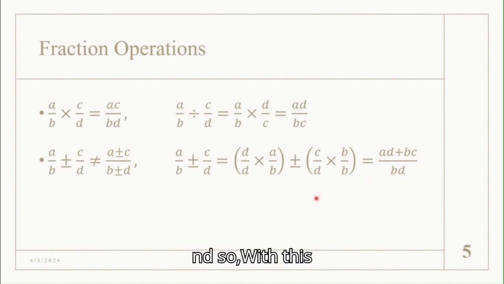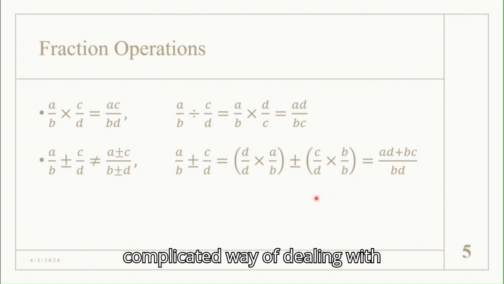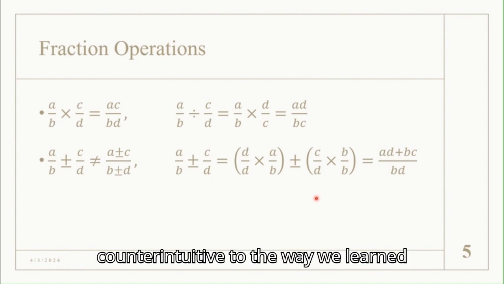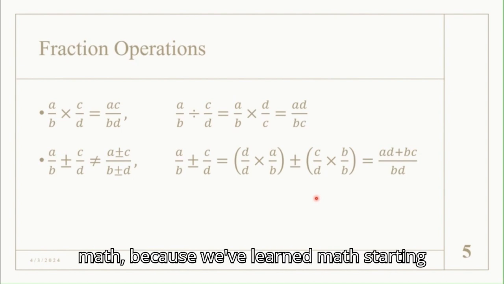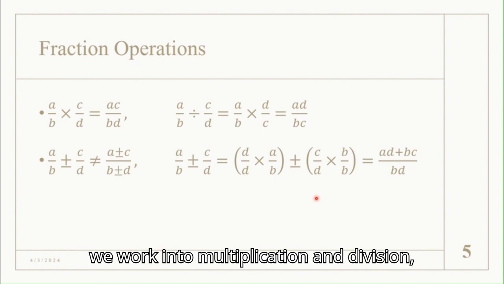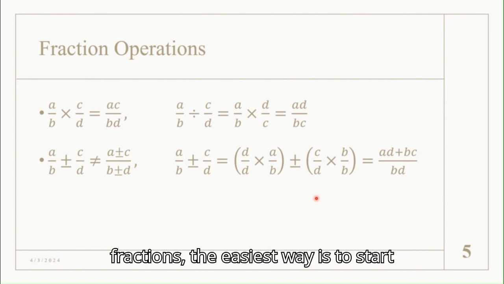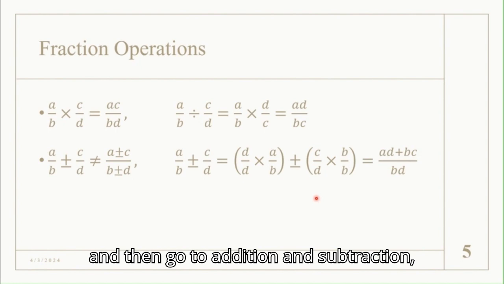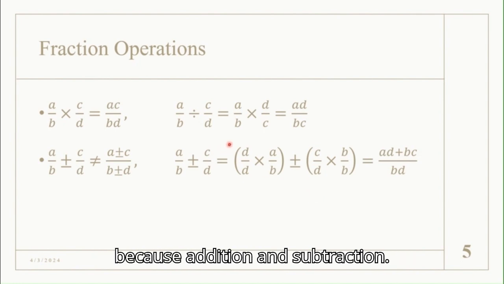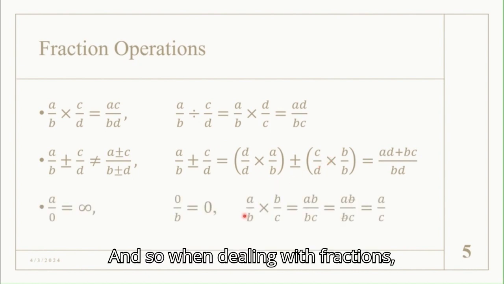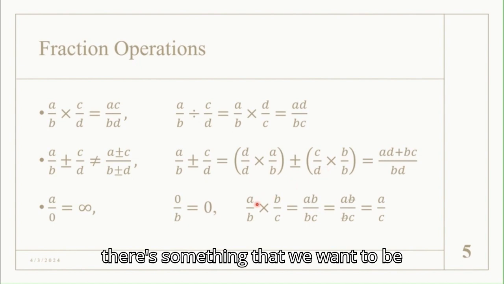And so with this in mind, the most complicated way of dealing with fractions is actually the addition and subtraction of them, which is so counterintuitive to the way we learned math, because we learn math starting with addition, then subtraction, and then we work into multiplication and division, and then we keep going. Whereas with fractions, the easiest way is to start with multiplication, then go to division, and then go to addition and subtraction, because addition and subtraction actually includes multiplication. And so when dealing with fractions, there's something that we want to be aware of.